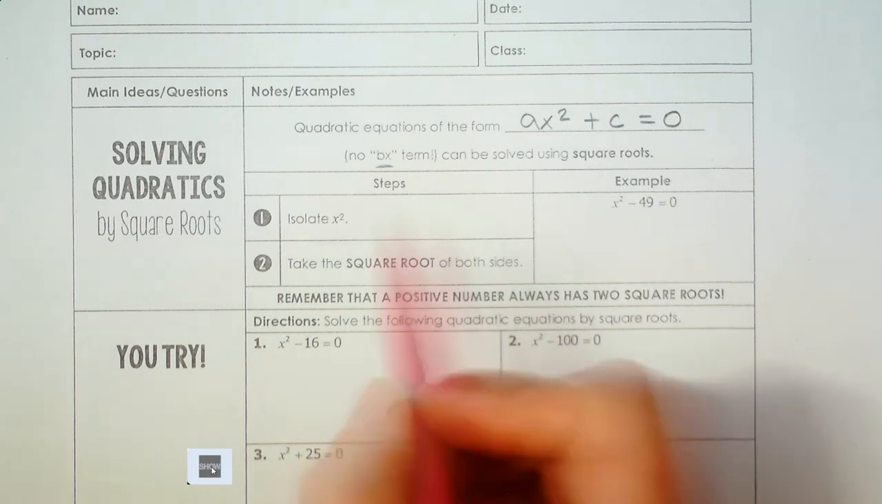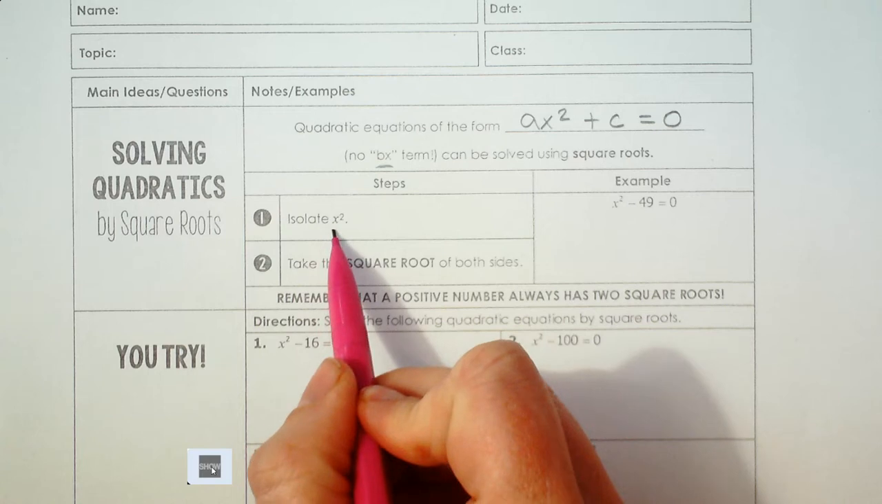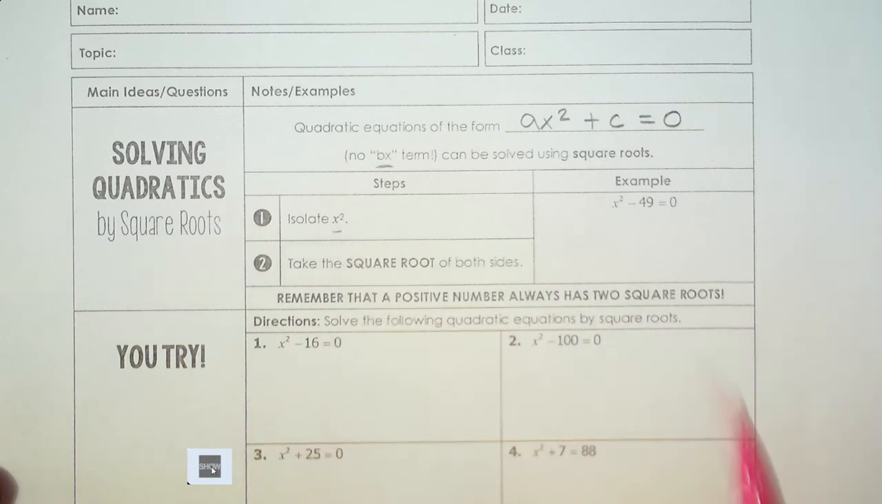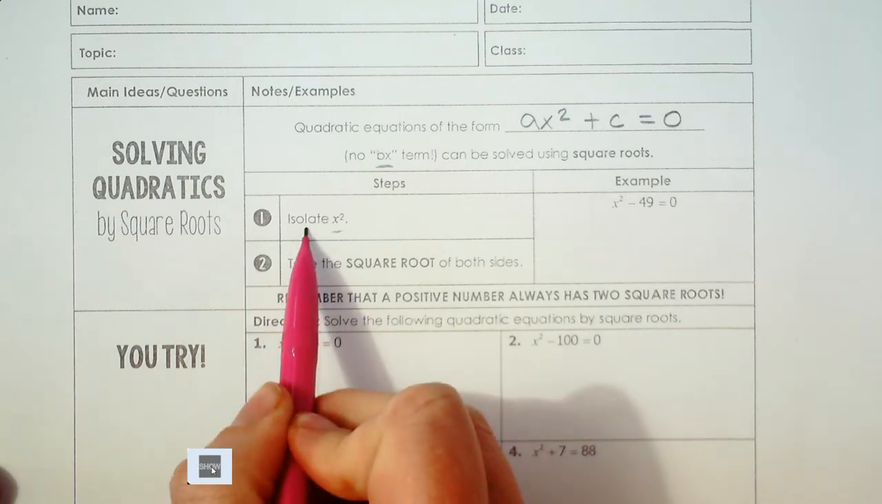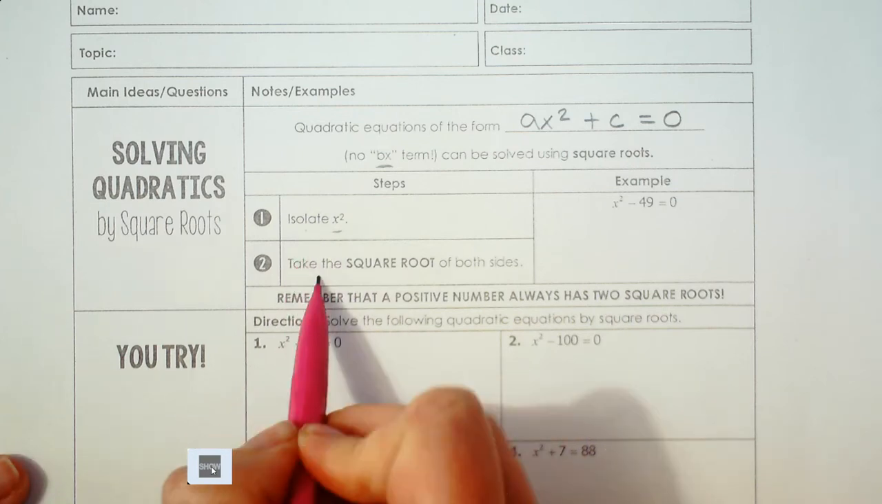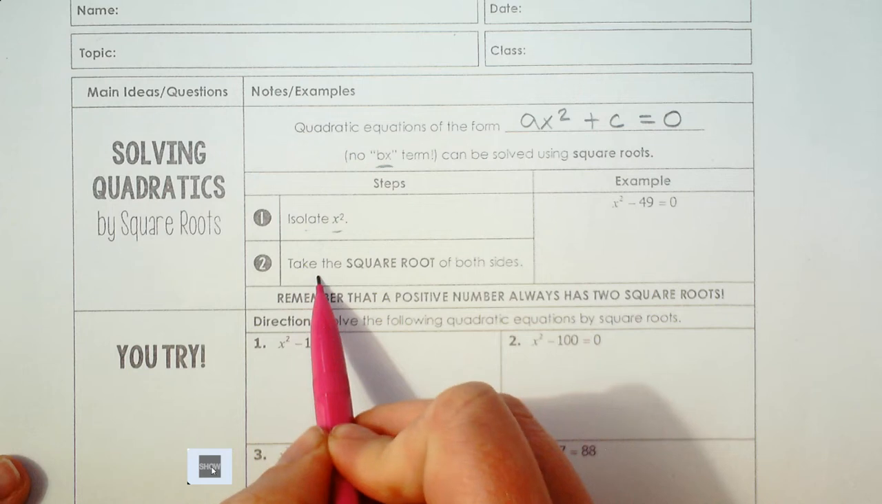All right, so your steps to solve are first, isolate the x squared. And what that means is get x squared, or whatever variable, usually it's going to be x, by itself on one side of the equation. A lot of times people will forget part of this step, and I'll show you an example later on of what I mean. After you do that, take the square root of both sides.